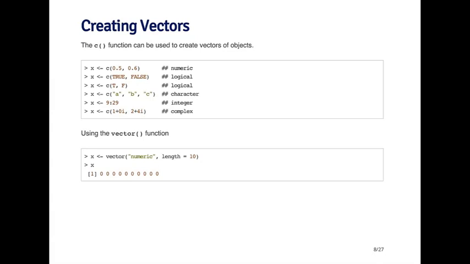So using the vector function, you can also create a vector of a certain type and a certain length. So here I'm going to create a numeric vector of length 10, and by default it will initialize the vector with a default value. And for numeric vectors, the default value is 0.